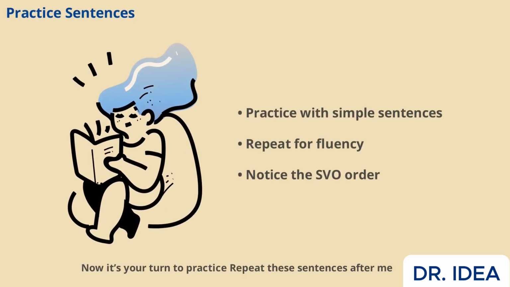Now it's your turn to practice. Repeat these sentences after me. I drink water. She writes a letter. They play games. You read a book. We watch movies. Practicing these sentences will help you get comfortable with the SVO structure. Try saying them out loud and notice how the subject, verb, and object are always in the same order.